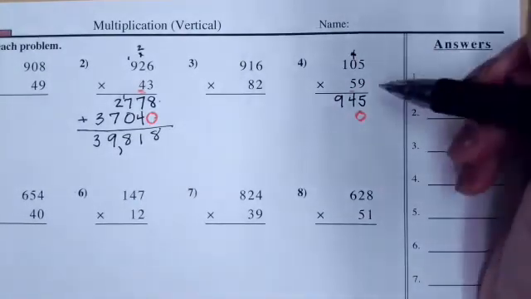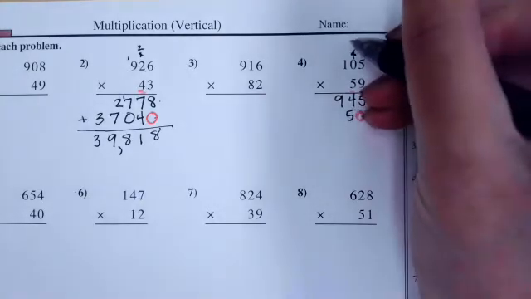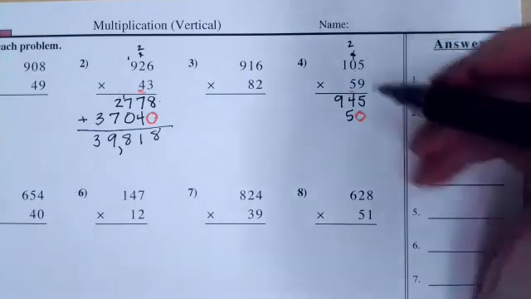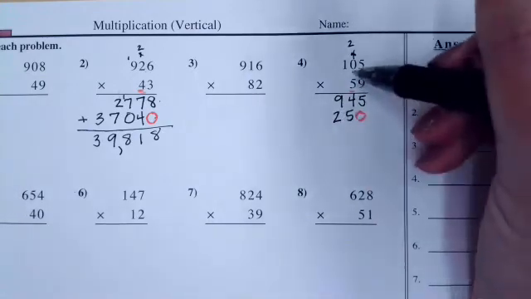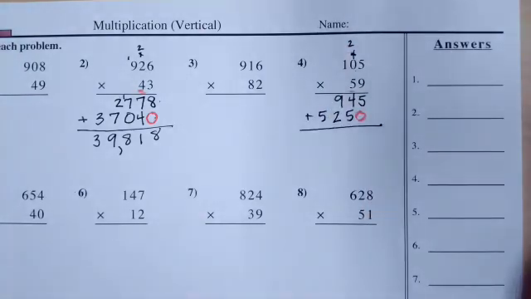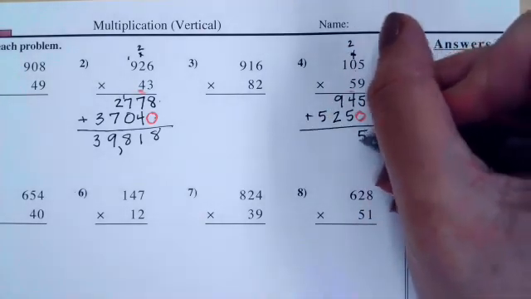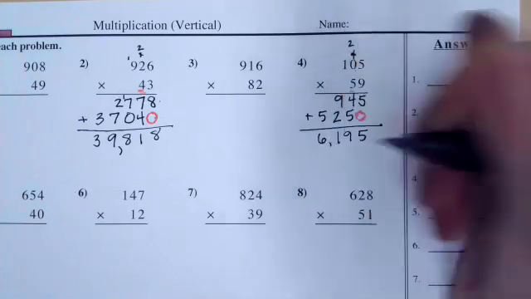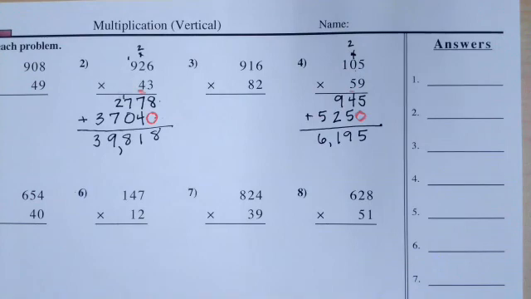That 4 had to do with that. 5 times 5, 25. 5 times 0, 0 plus 2 is just 2. 5 times 1 is 5. Those are our two partial products. We add them together. 6,195.